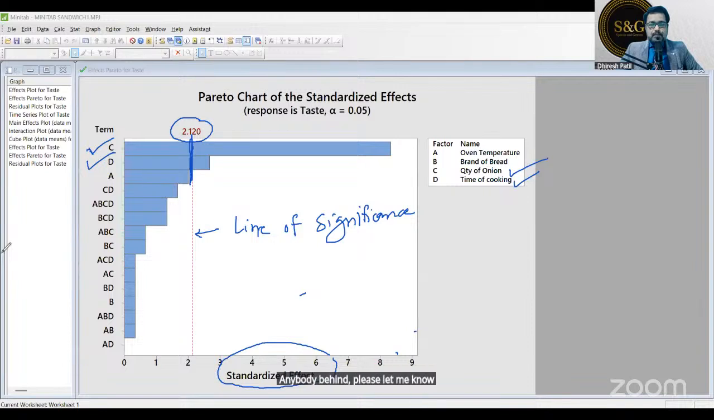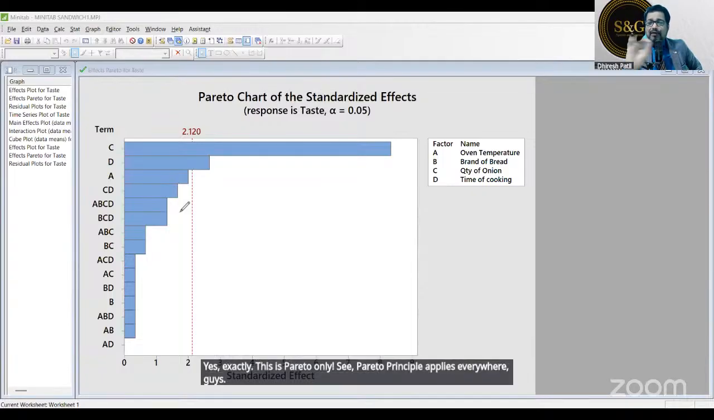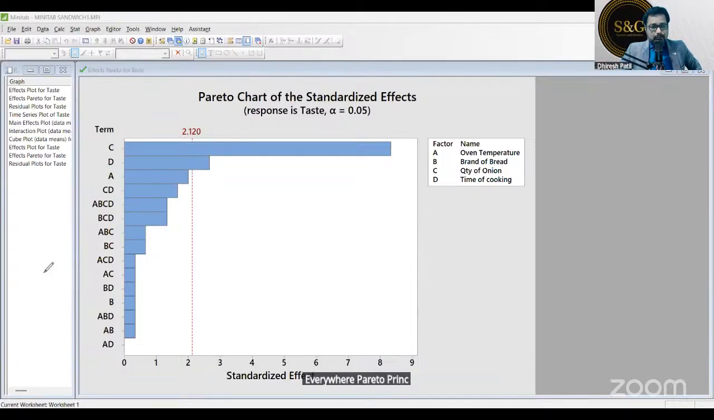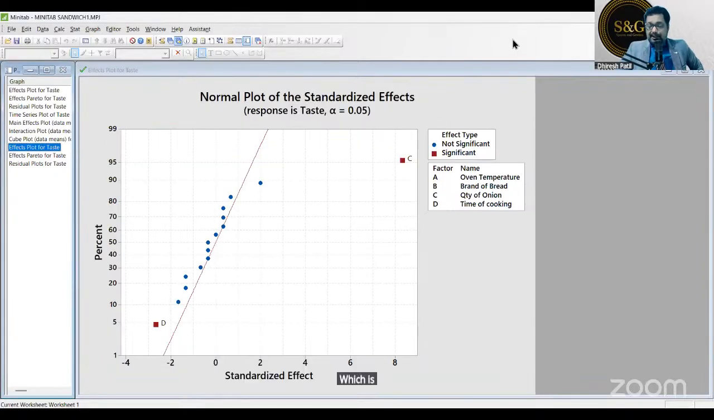Okay. Now let's move to the third one. Yes, exactly. This is Pareto only. See, Pareto principle applies everywhere, guys. Everywhere Pareto principle is applied. All right. Now, coming back to the third plot, which is effect plot.